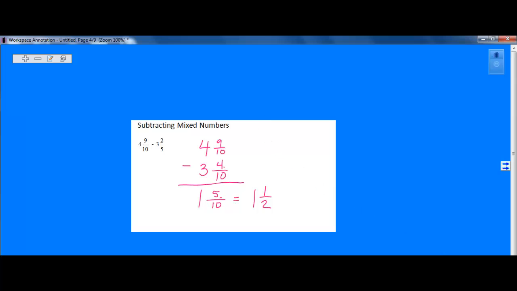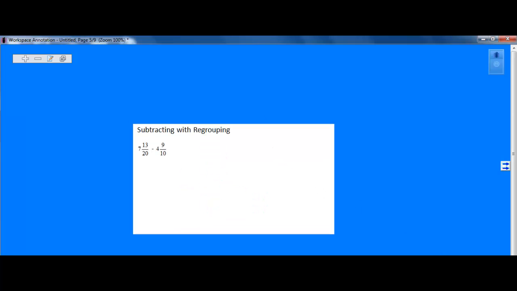The last thing we're going to look at with adding and subtracting is subtracting with regrouping, when you can't take the first number minus the second number. So right here I have 7 and 13/20 minus 4 and 9/10. My common denominator is 20. So I will stick with 7 and 13/20 minus 4 and 18/20.